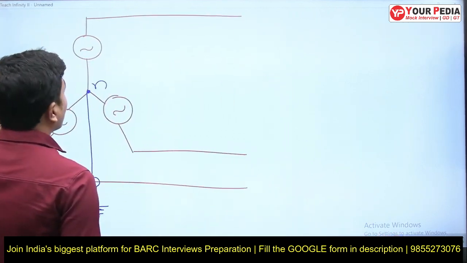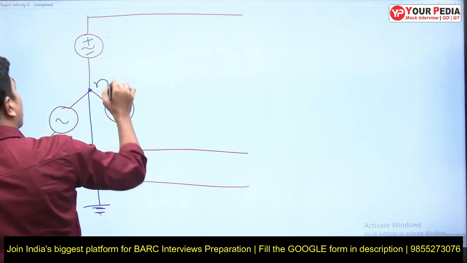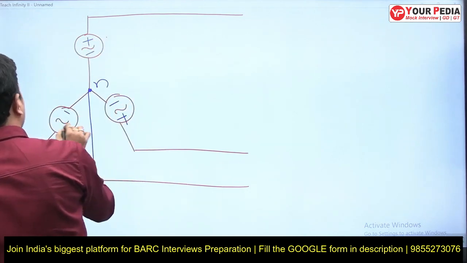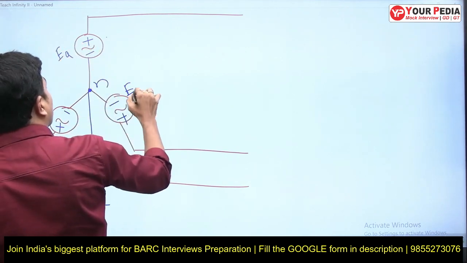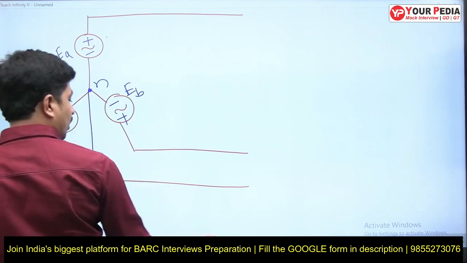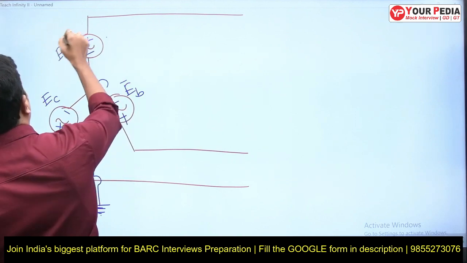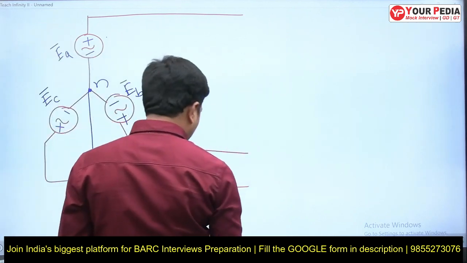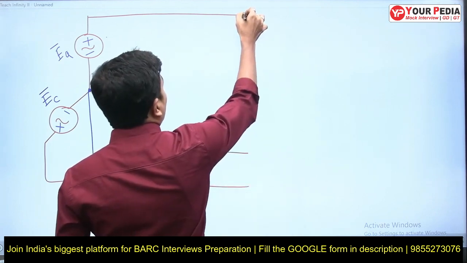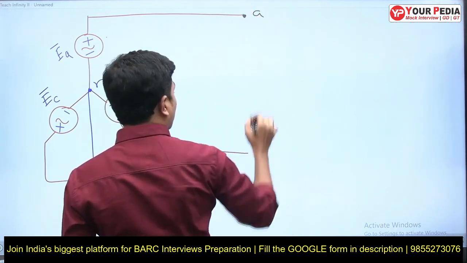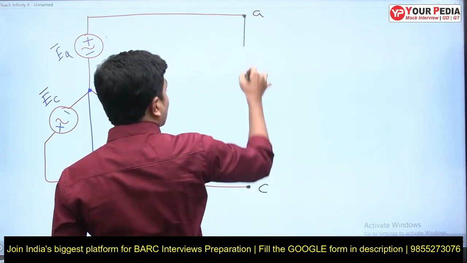Now this is EA, the internally induced EMF, with plus minus polarities. This is EA, this is EB, this is EC. First let's take the LLL fault. All three phases, phase A, phase B and phase C, are dead short circuited.